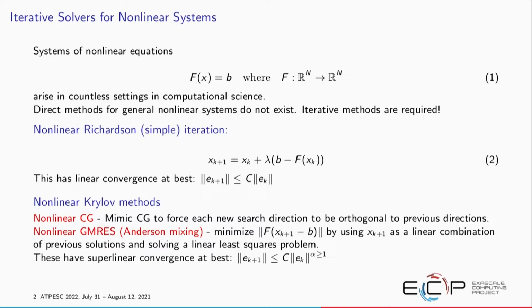Some methods that may do better are nonlinear Krylov methods. Some of you may have attended the iterative solvers talk this morning where they talked about Krylov methods for linear systems. You can generalize these to nonlinear methods as well, such as nonlinear conjugate gradient, which mimics the linear conjugate gradient, forcing each new search direction to be orthogonal to previous directions, or nonlinear GMRES, or the closely related Anderson mixing, where you minimize the residual by forming a linear combination of previous solutions and solving a linear least squares problem. These can have superlinear convergence.